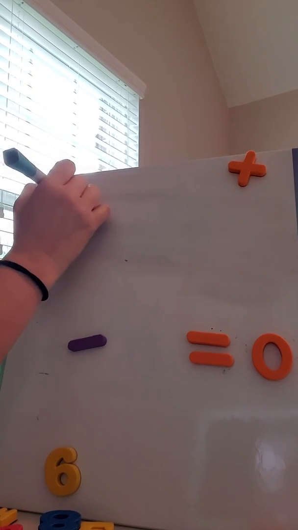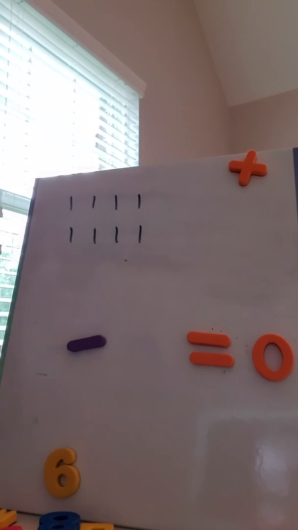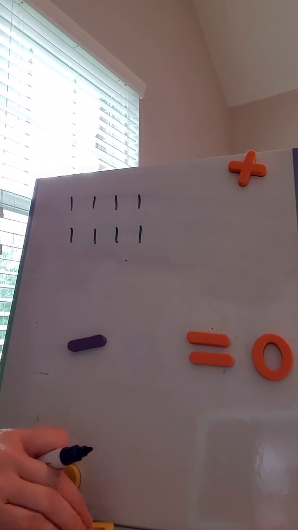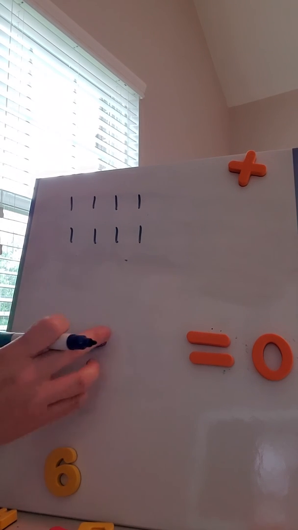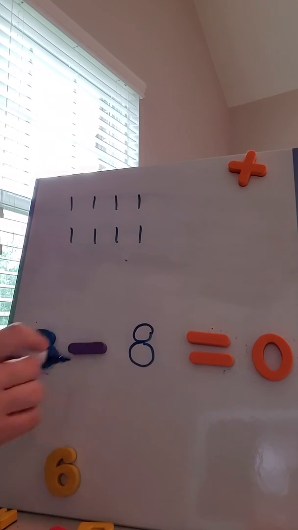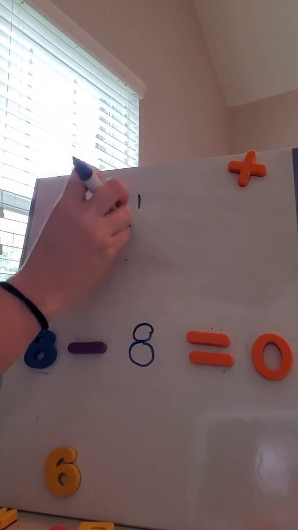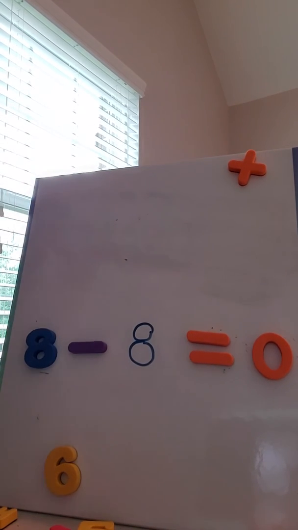Okay, so let's try with another number. Let's say I have 1, 2, 3, 4, 5, 6, 7, 8. 8 lines. I'm going to put my 8 here. And I'm going to subtract 8 lines. Let's see what I'm left with. 1, 2, 3, 4, 5, 6, 7, 8. How many lines do I have? 0. You're right. So I keep my 0 there.